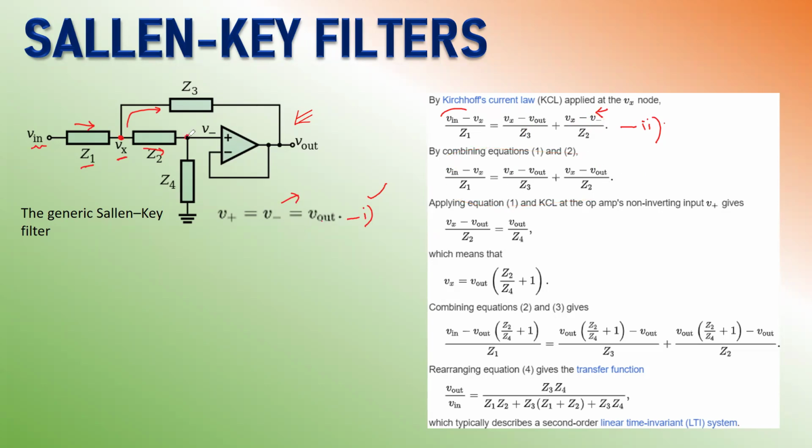Now we apply the KVL right here at this node, which is V minus.